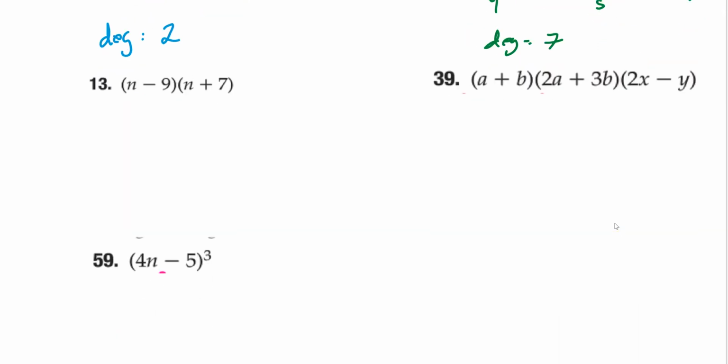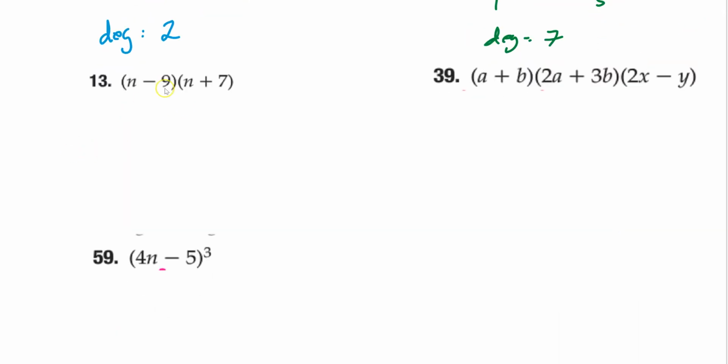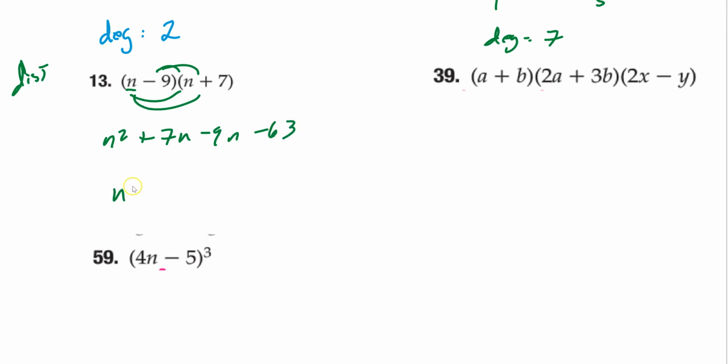All right, little binomial expansion. We're going to distribute on these. We don't FOIL in this class. So you go n times n is n squared plus 7n. And then you move on to the next term. Negative 9n minus 63. And you get n squared minus 2n minus 63. So my degree here is 2.